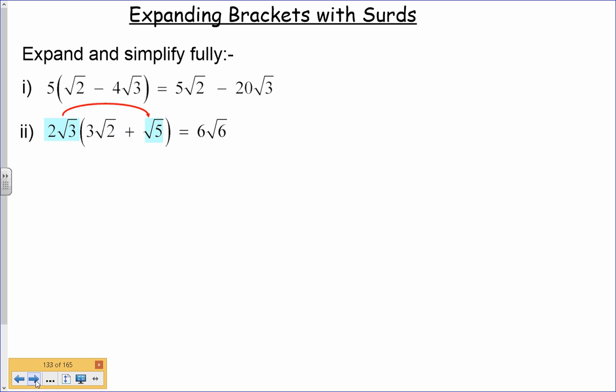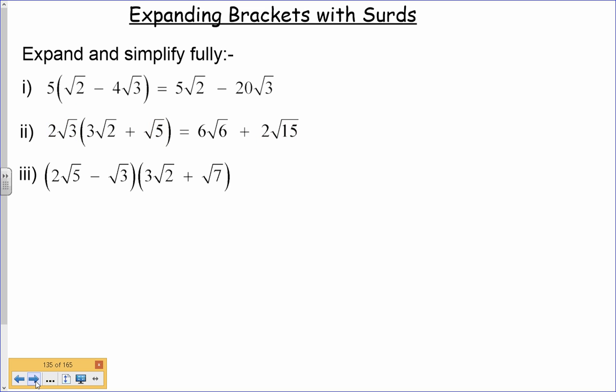Good. Okay, the next one. This is going to be 2 times, and then under the square root of 3 times 5. So it's 2 times the square root of 15. Okay, and as there are no like terms, no like surds, that's the answer.